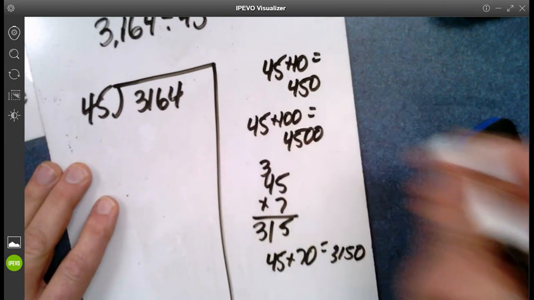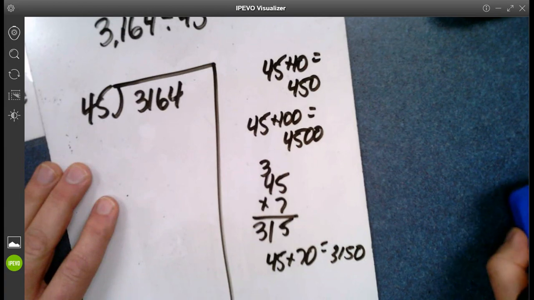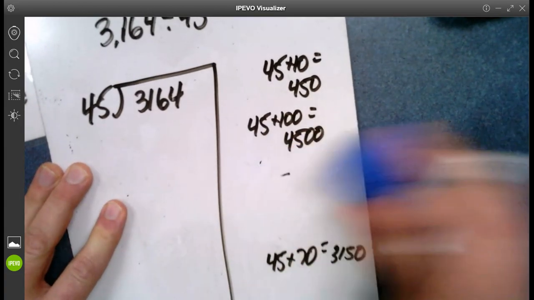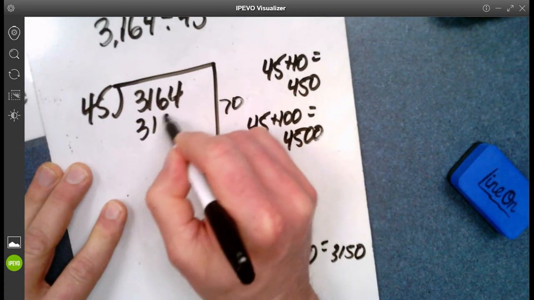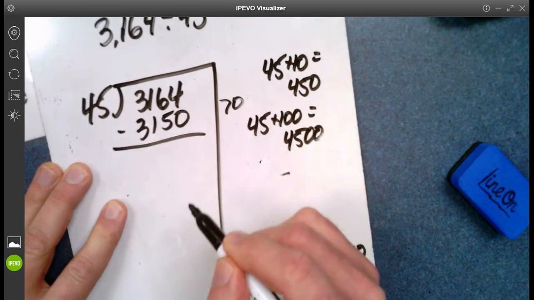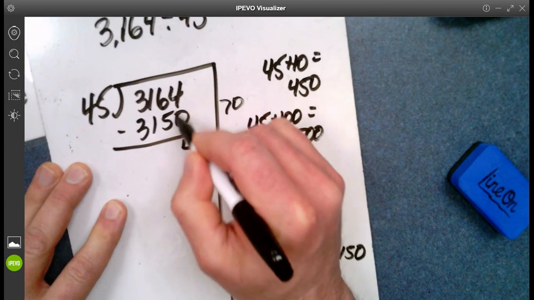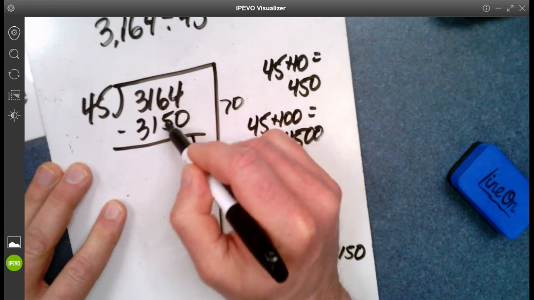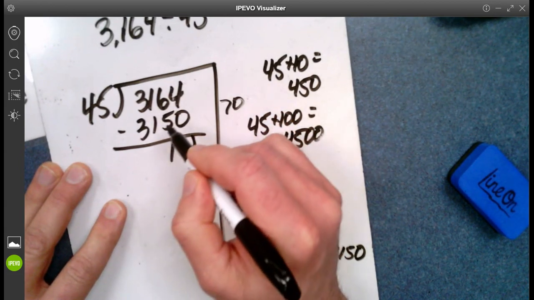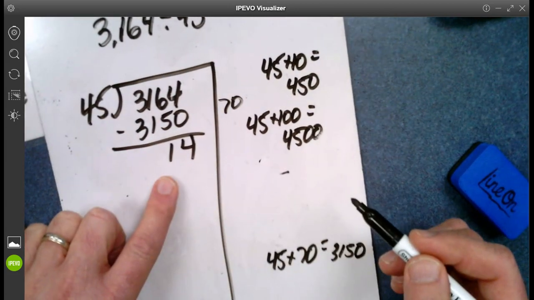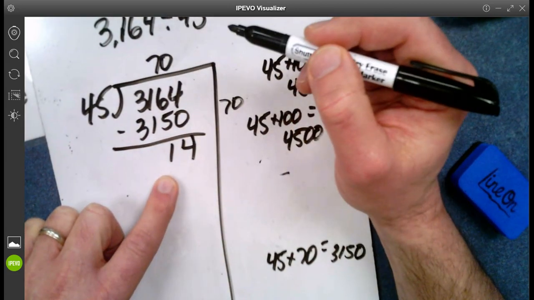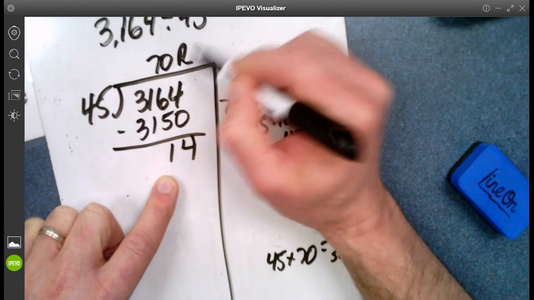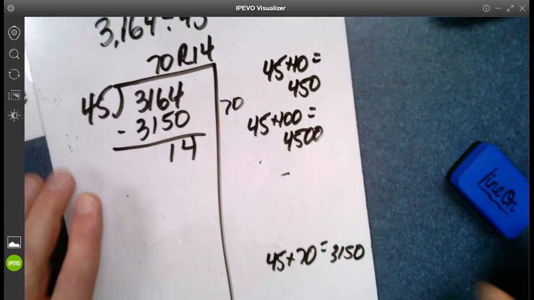Again, it's a guess and check. Okay. So I'm going to go ahead and do 45 times 70. And I'm going to get 3150. And I'm going to subtract. 4 minus 0 is 4. 6 minus 5 is 1. And all I'm left with is 14. So holy cow, I got it right on the first try by using that guess and check. My answer should be 70 remainder 14.